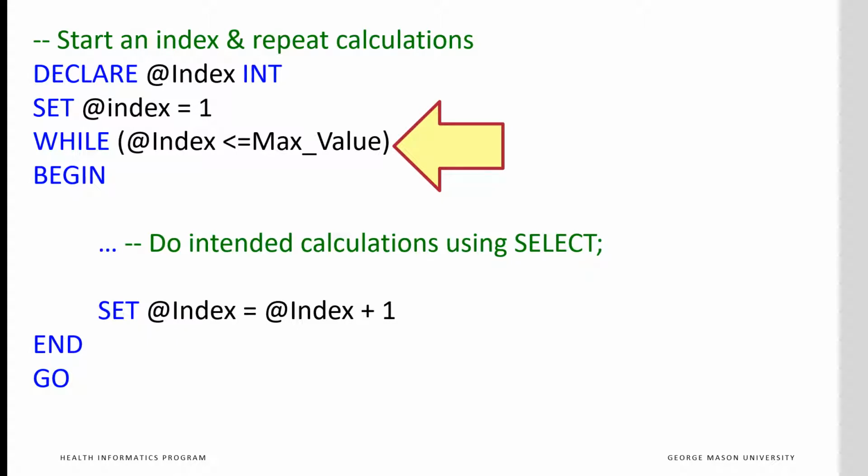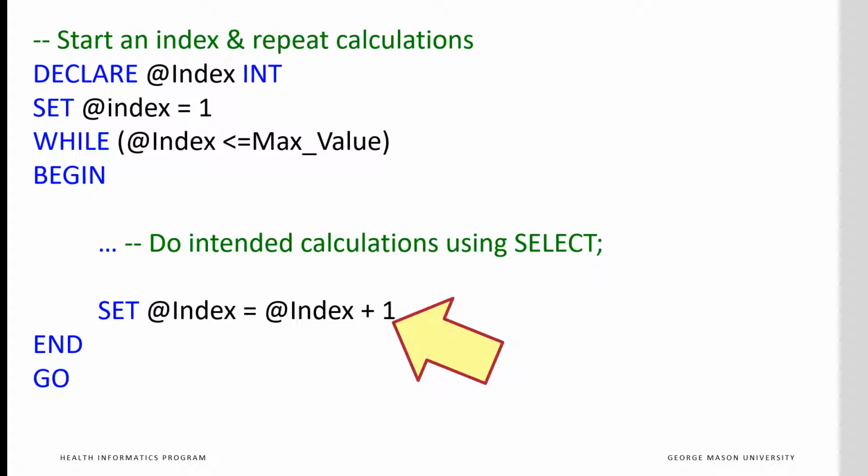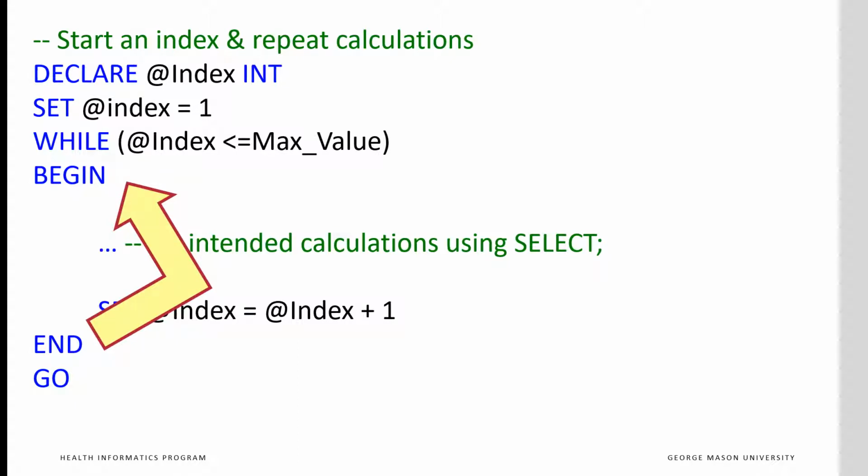A while command tells the computer when to stop. In this case, we are telling the computer to stop after it reaches the maximum value. The begin command marks the start of the calculations. The end command marks the end of the calculations. After calculations are made, the index value is increased by 1. The code continues to work until the index value reaches the maximum allowed in the while command. Until then, the code loops back to begin and recalculates the variables, but now using a new index value.